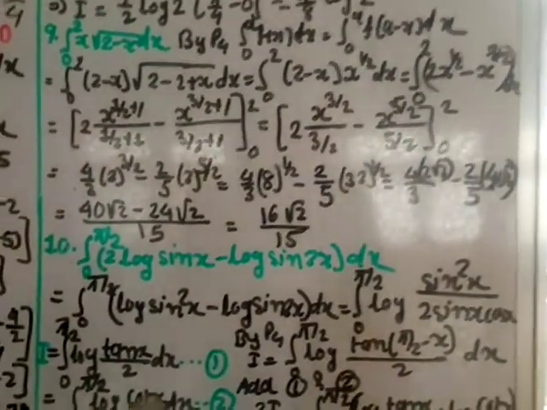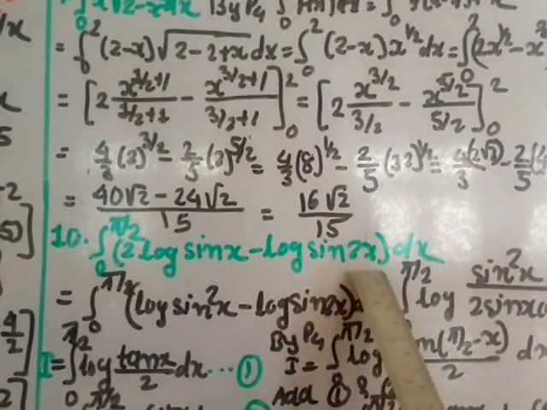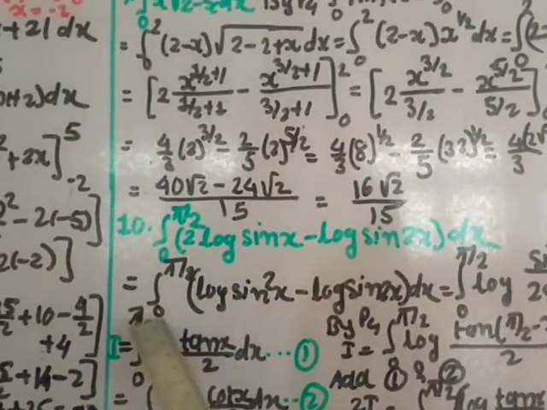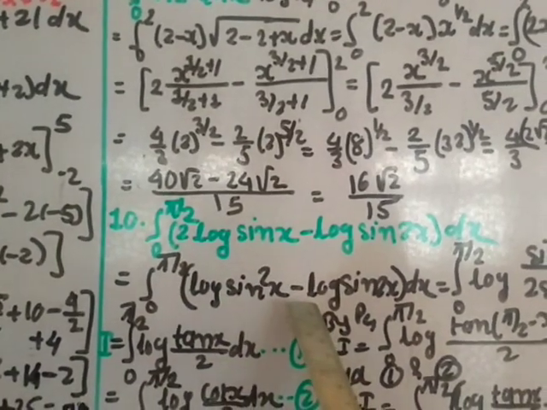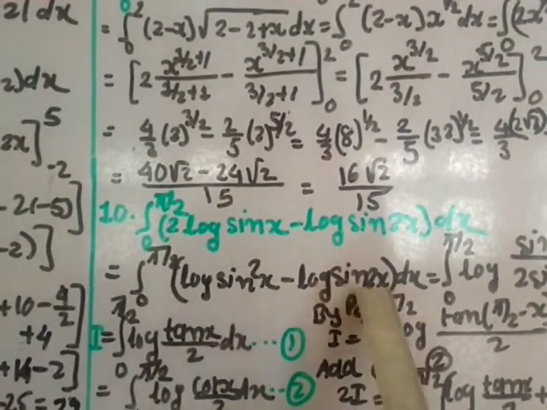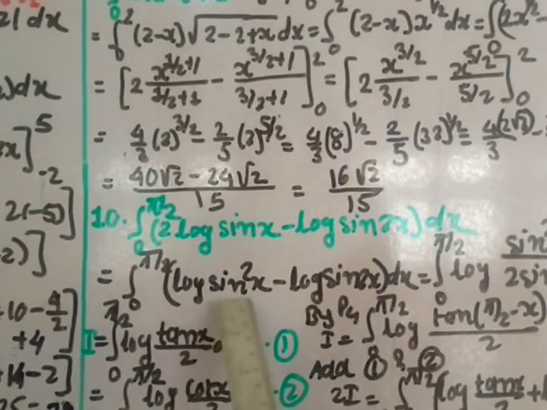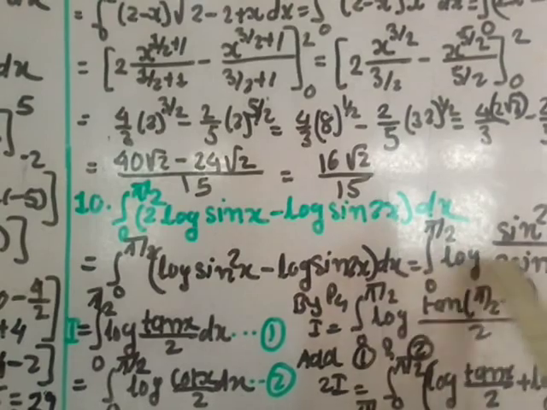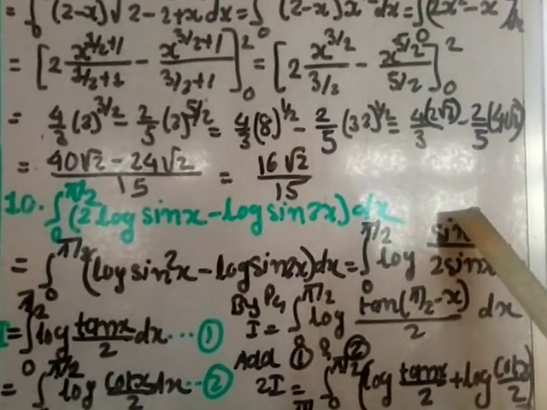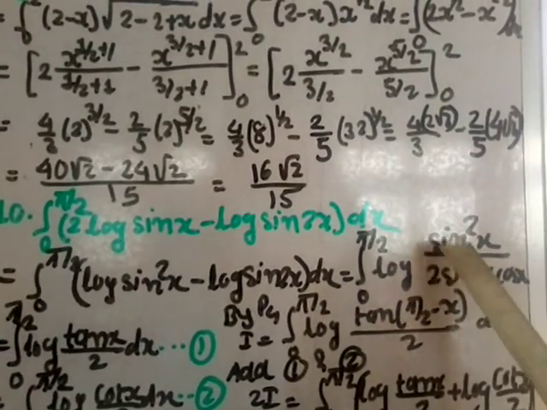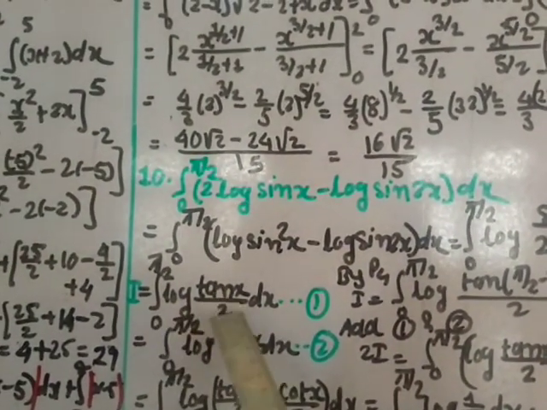Question number 10. Integral 0 to pi by 2, 2 log sin x minus log sin 2x dx. Integral 0 to pi by 2 log, these two you take here. It will go as sin square x minus log sin 2x. Log property, log m minus log n can be written as log m by n. So log sin square x divided by sin 2x. Okay, I have written it. And I am using the sin 2x formula, that is 2 sin x cos x. So 1 sin cuts, so 1 by 2 remains and sin by cos remains tan. So we get integral 0 to pi by 2 log tan x by 2 dx.